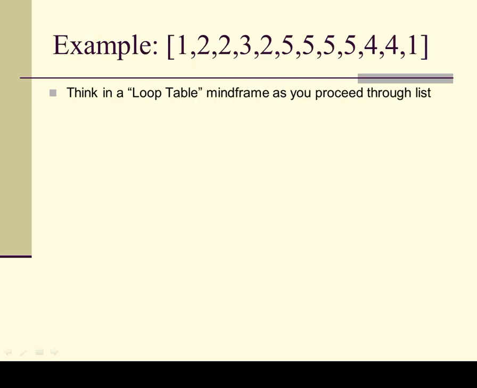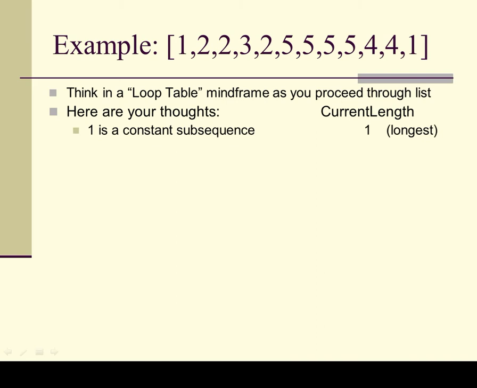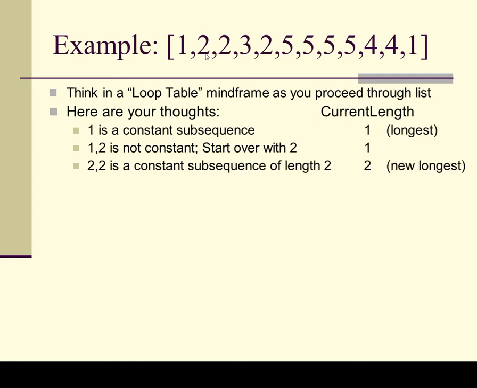And then we want to think in terms of a loop table. So here are our thoughts. The current length starts out at a 1, because when we do the first entry, that is the longest constant subsequence. Then we move to the 2, and 1, 2 is not constant, so we still have our longest one is only length 1. But then 2, 2 is constant, so now we have a subsequence of length 2. And so our current length is 2, and the longest we have is also 2.